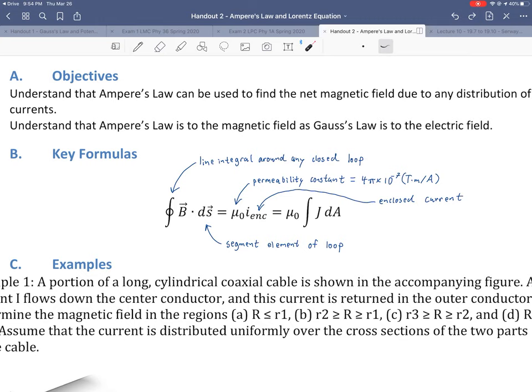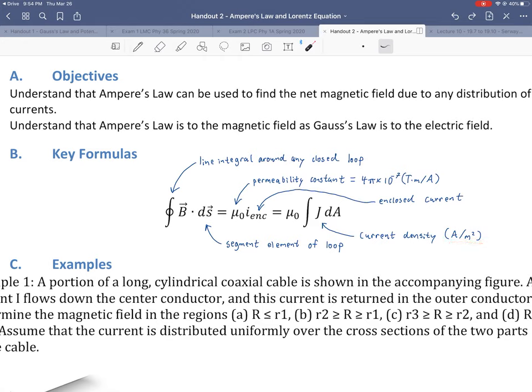Now, this is really similar to, if you look at handout one, a really, really similar idea that we were doing for Gauss's law, where we had a charge density distribution and we're integrating that over area, okay, or volume. So the current density is simply amperes per square meter, okay?